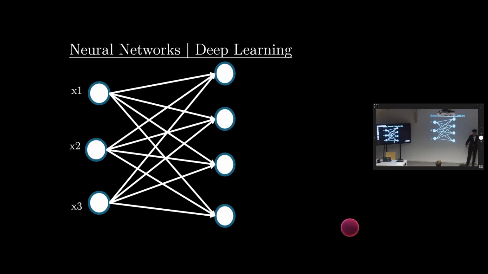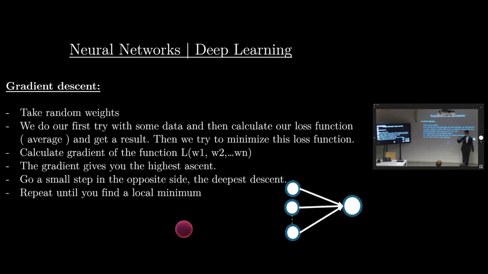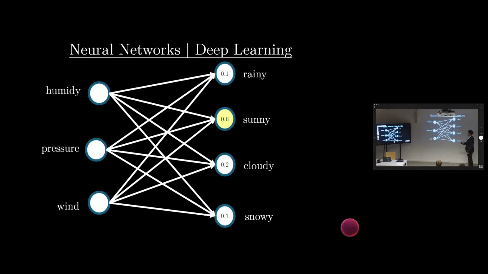Let's say I'm talking again about the weather. Let's say that the inputs are humidity, pressure, rain, and wind. Then I'd like the output to be rainy, sunny, cloudy, and snowy. And I'd like my neural network, ideally, to output some sort of probability, and I'd pick the output with the highest probability. And again, I'm always assuming that my neural network was able to find these weights. Again, the question is how?